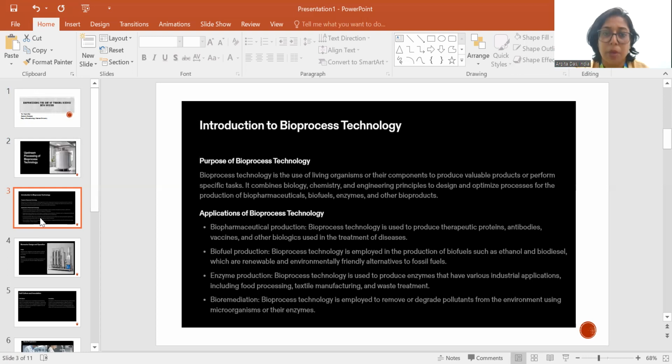So in bioprocess technology, we use living microorganisms or their components to produce a valuable product, to create a specific product. And in this bioprocess technology, the upstream processing plays an important role. These are the investment part. Like in upstream processing, you are supposed to invest your money. You are supposed to buy food for the microbes. You are supposed to buy microorganisms, and then you need to modify them. All these things are investment.